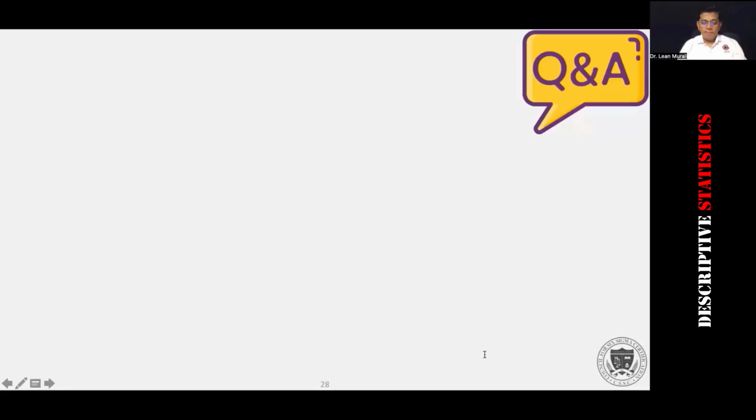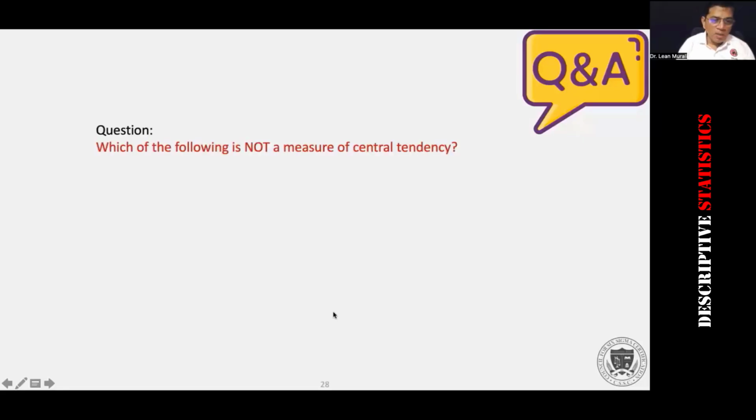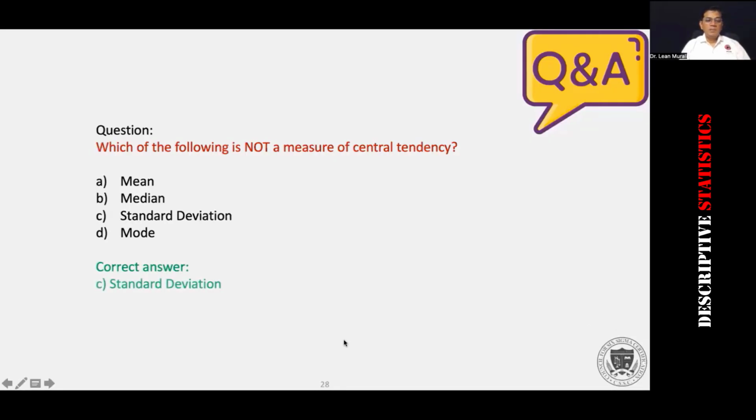If you're ready, which of the following is not a measure of central tendency? Mean, median, standard deviation, mode. The answer is simple. Excellent. So standard deviation is the correct answer because the measures of central tendency are mean, median, mode, as we have been repeating for so long.